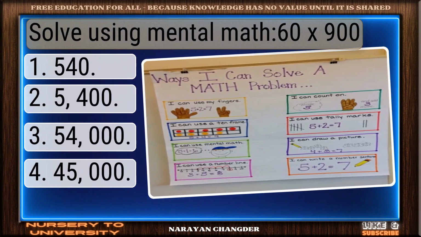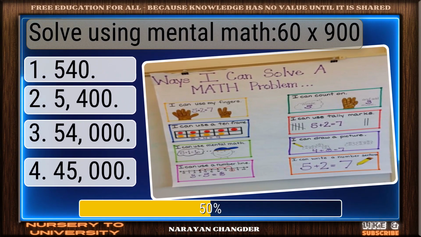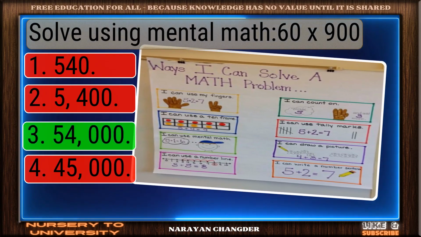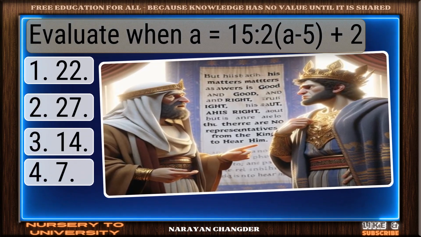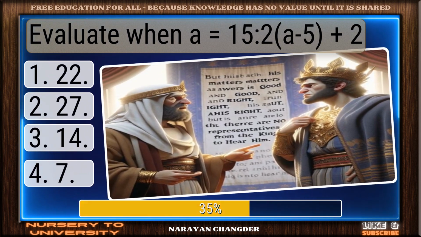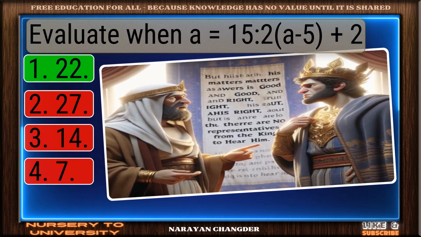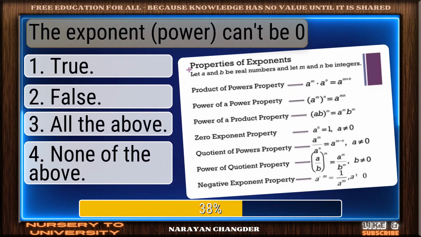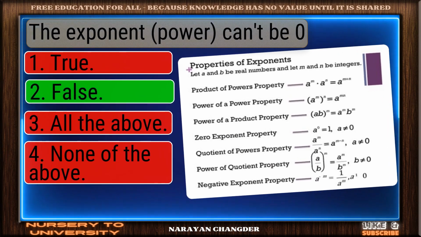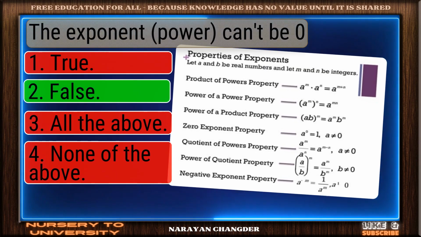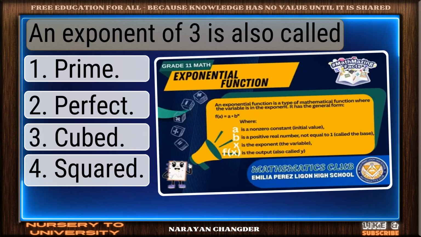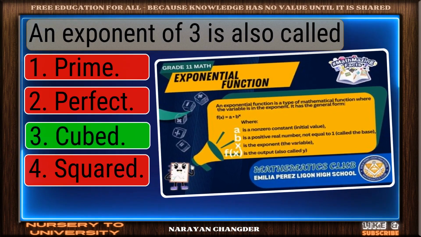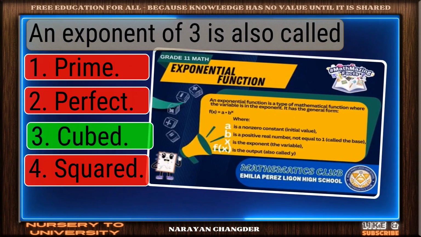Solve using mental math, 60 times 900. Excellent choice. 54,000 is the right answer. Evaluate when n is equal to 15, n plus 2. Right again, 22 is a valid answer. The exponent can't be 0. Exactly. False makes sense, and it is the right choice. An exponent of 3 is also called... Solid response. Cubed is a valid choice.